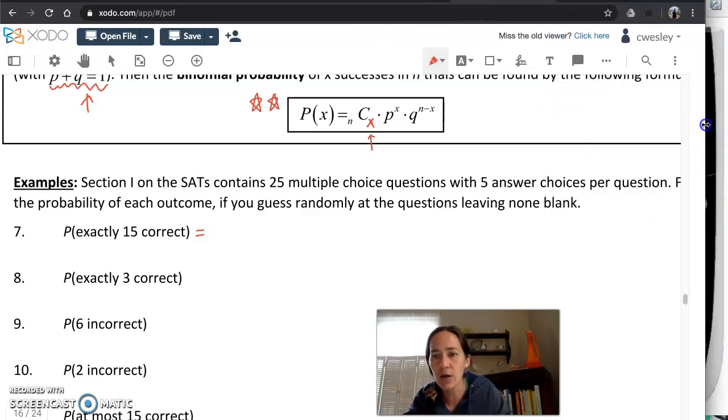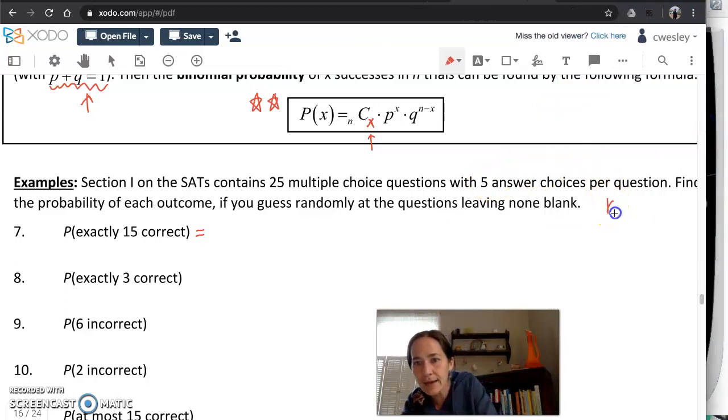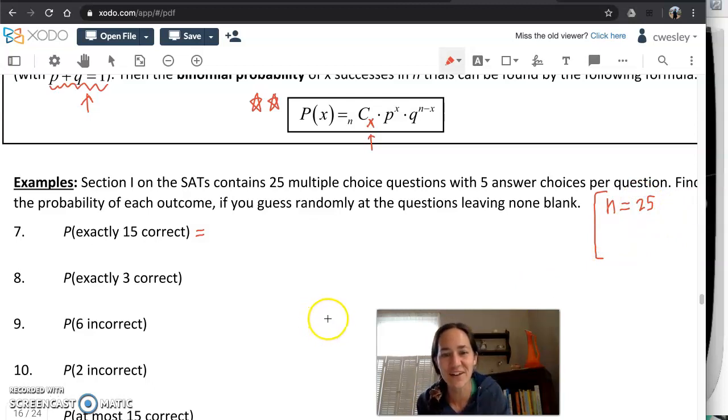So let's actually bring this out here so I can say n is your number of trials in this situation. So you have 25 trials. You're trying to get the answer right on 25 questions and you're doing something crazy. You haven't studied. You know nothing about these answers. You're just going in with blind guesses. Do not recommend this on the SATs.